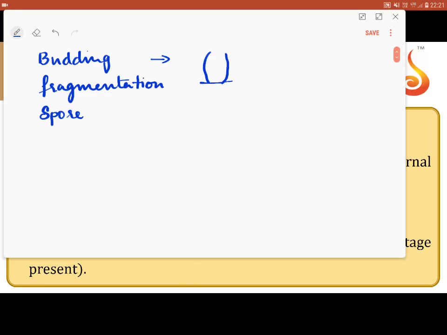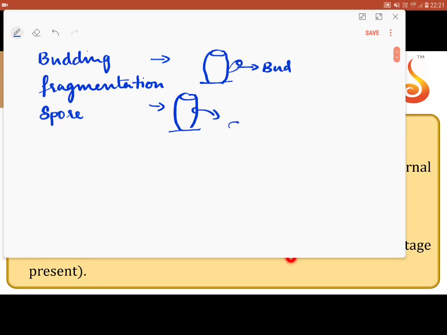So, in the first example, we see a small bud attached to a bigger Porifera. This bud detaches and grows into a new Porifera. In second part, some cells of Porifera shed and grow into a complete new Porifera. This is called as fragmentation.